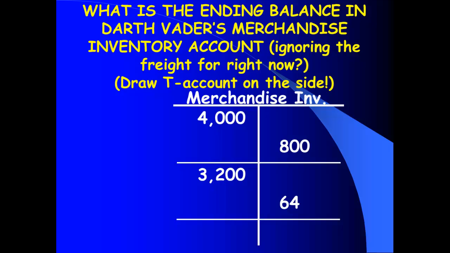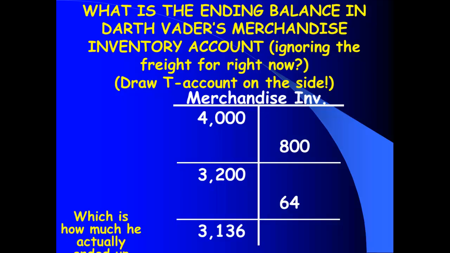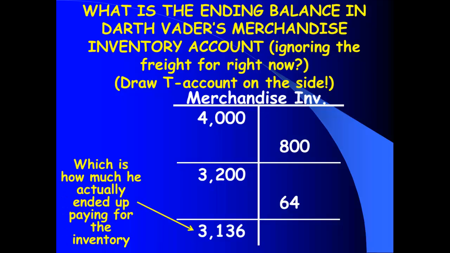What balance does that leave me right now in merchandise inventory? $3,136. Have we seen that number $3,136 before? That's what we ended up paying for the merchandise. So we have to credit merchandise inventory for the amount of that discount we take to bring that account down to what the inventory actually cost me.